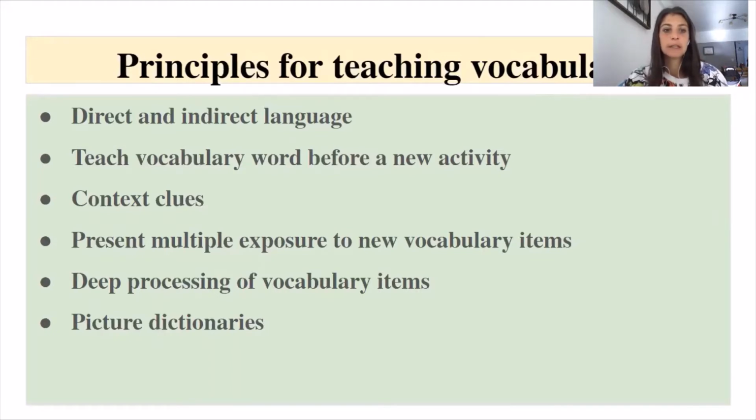Indirect language is when we help children with different strategies to discover the meaning of new words on their own. For example, when we teach prefixes uni, bi, and tri, it is important to show them pictures, for example, of a unicycle, bicycle, and tricycle, and they have to figure out that uni is 1, bi is 2, and tri is 3.